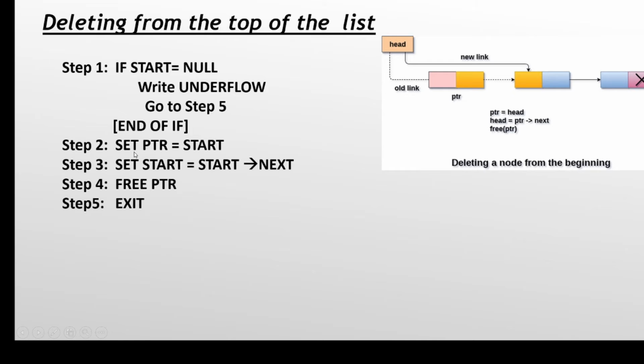In step 2 we can see that set pointer equals start. Here pointer is a temporary variable used to store the starting address. In step 3 we can see that set start equals start next. That means store the next part of the first node to the head part.